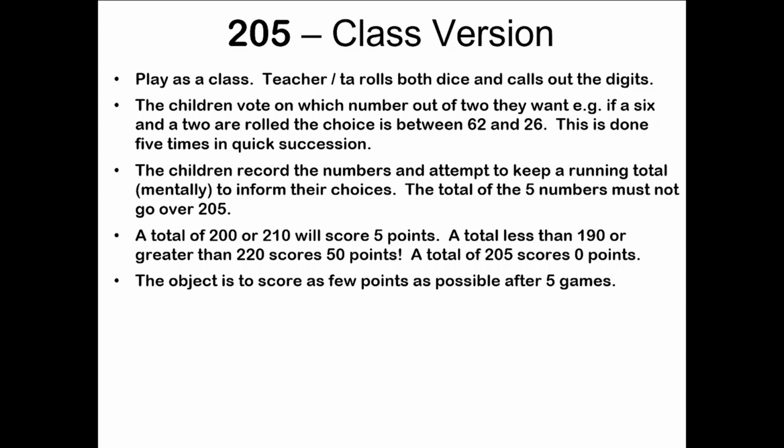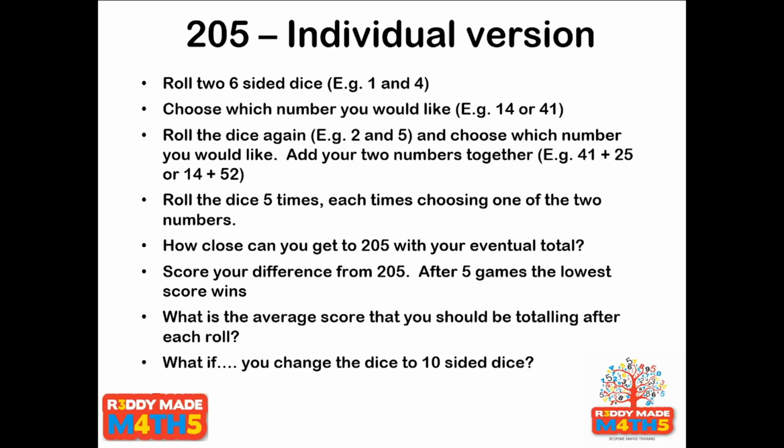The lowest scores count. You play for 5 games, and at the end of the 5 games, whoever's got the most points is the overall winner. So again, you start that with a class, and then you develop it to let the children have a go.